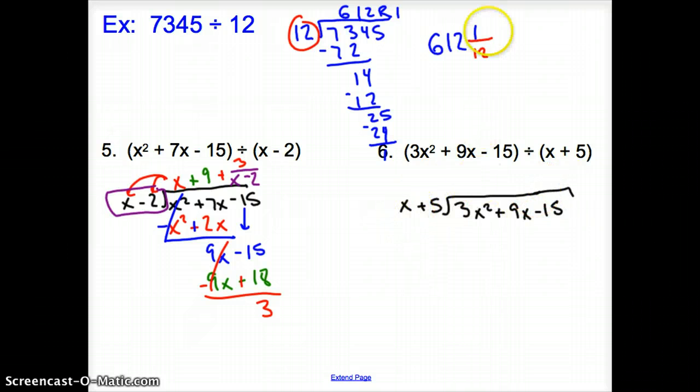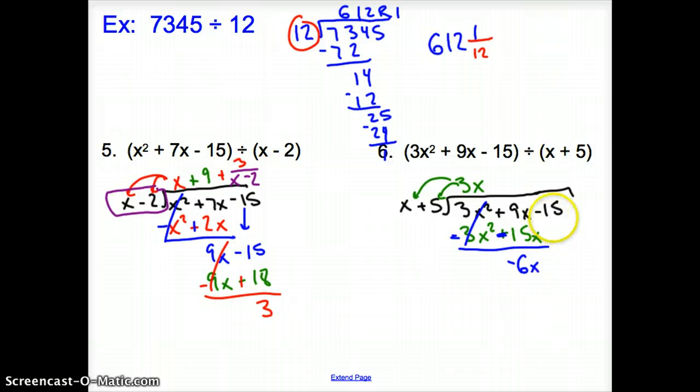What can we take times x to match the 3x squared? That's going to be a 3 and an x. So it's 3x times the x to get 3x squared. 3x times 5 to get a plus 15x. Now we change the sign. Subtraction, subtraction. First one's gone. This turns into a negative 6x. Bring down the negative 15.